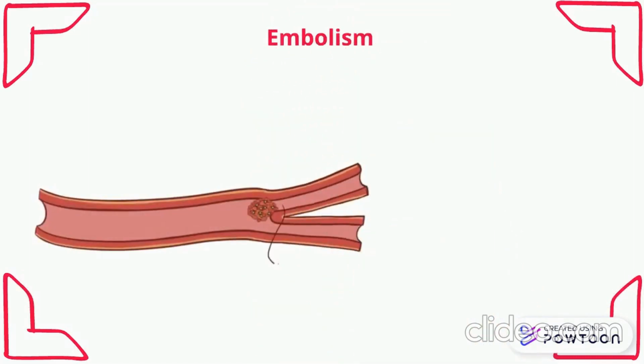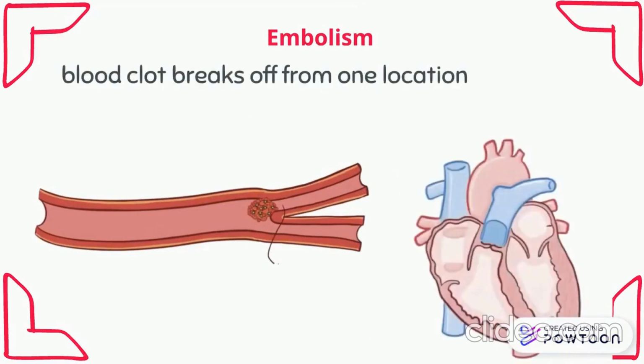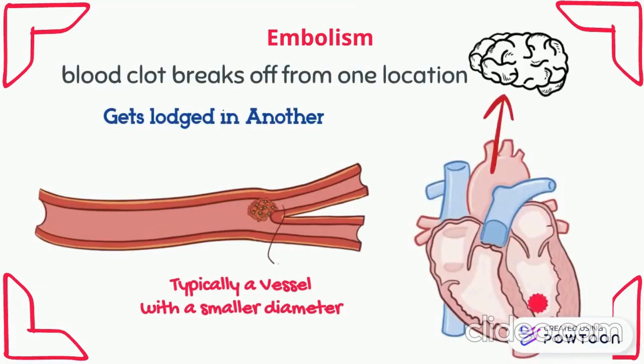Another mechanism for ischemic stroke formation is an embolism. An embolic stroke typically happens when a blood clot breaks off from one location, travels through the blood, and gets lodged in an artery downstream, typically an artery, arteriole, or capillary with a smaller diameter. These blood clots typically emerge from atherosclerosis, but they can also form in the heart.